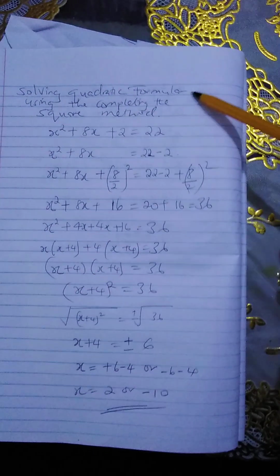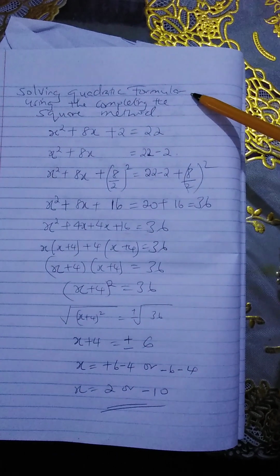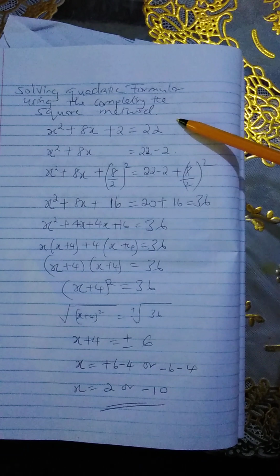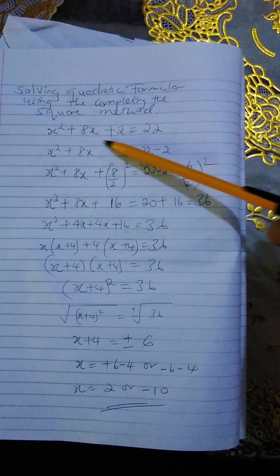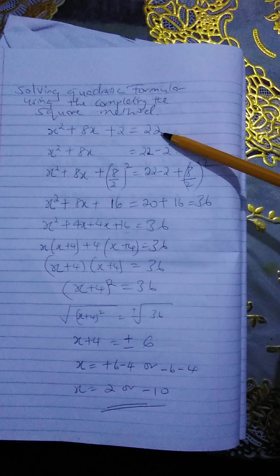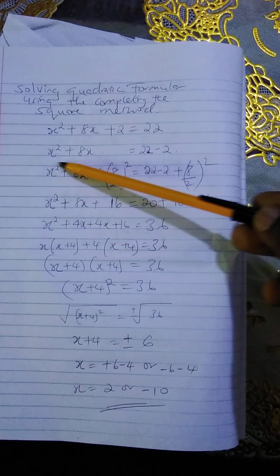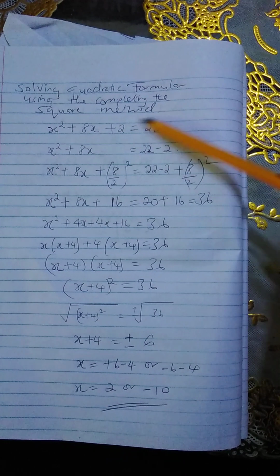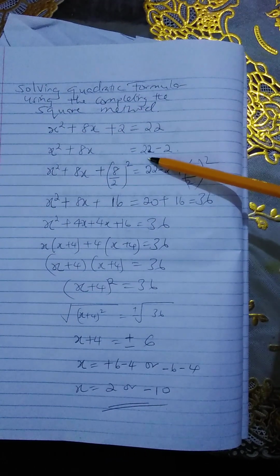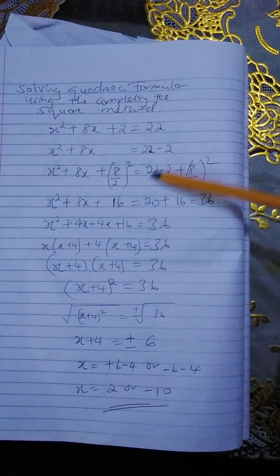Okay, today we want to solve the quadratic equation using the completing the square method. Now the equation is x squared plus 8x plus 2 equals 22. Now x squared plus 8x, you bring the 2 to the right hand side. Now you'll get 22 minus 2.